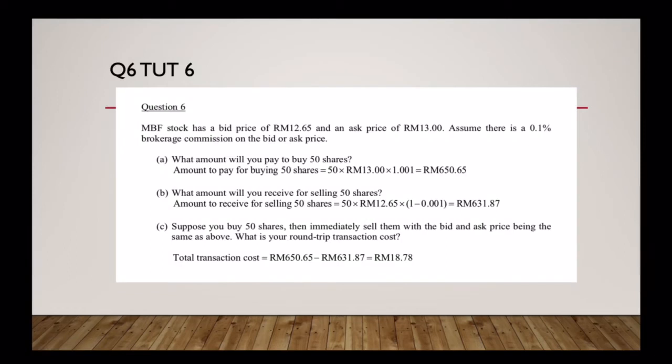C is what is your round trip transaction cost? Basically, your round trip transaction cost refers to all costs incurred in a security or other financial transaction. This includes commission, exchange fees, spreads, market impact costs, and also taxes. So this is basically just the amount that you bought, which is 650, minus the amount that you sold. So 650 minus 631.25, which is 18.75.